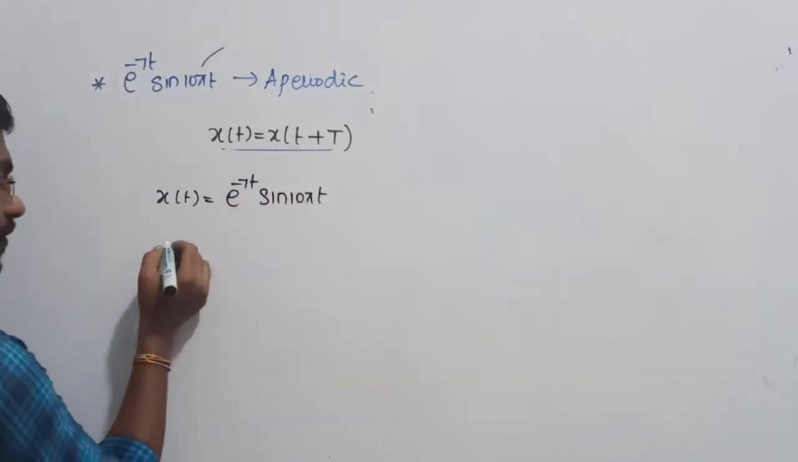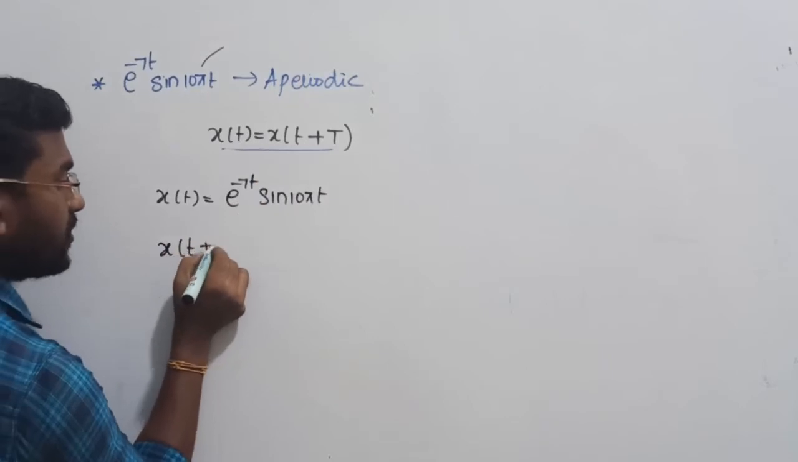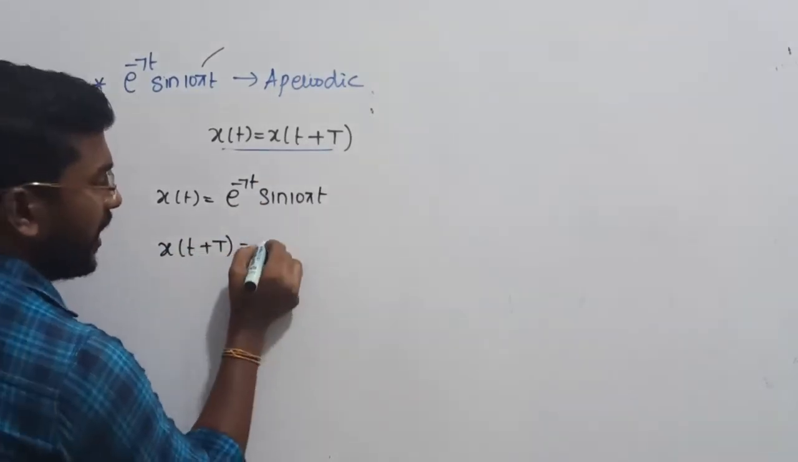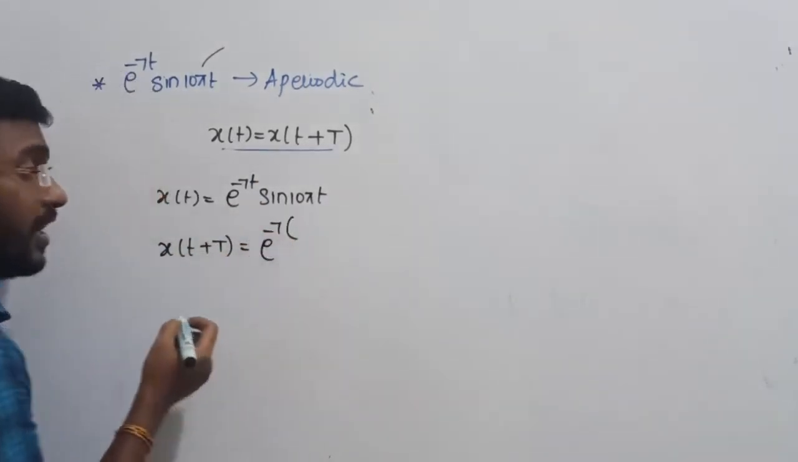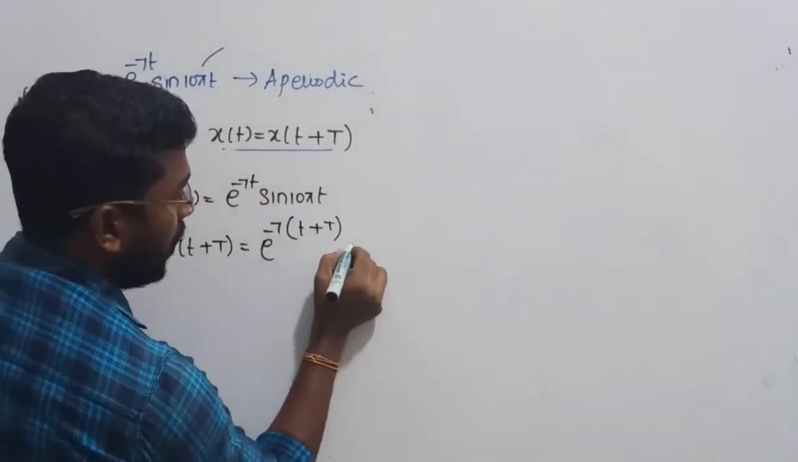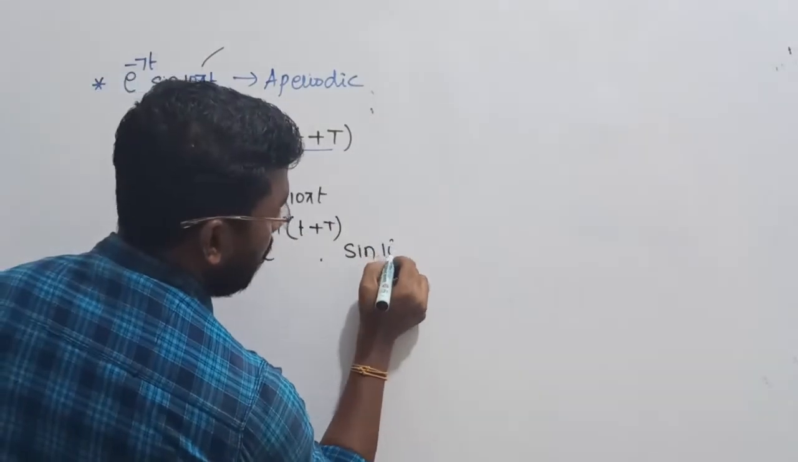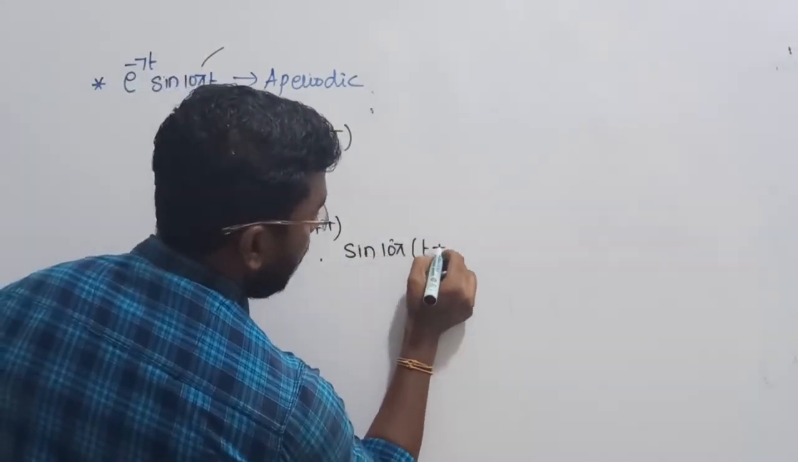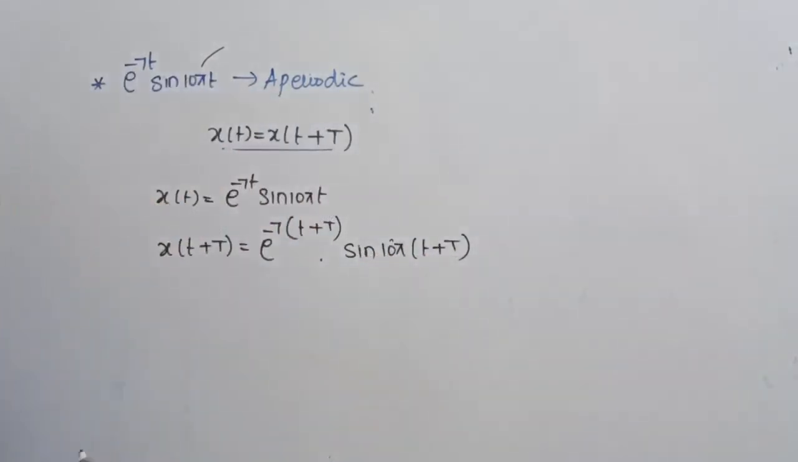Now let us evaluate the value of x of t plus T. How will you write this? It can be e power minus 7, wherever we have t it will be replaced by t plus T, dot sin of 10 pi, t will be replaced by t plus T. Yes or no?